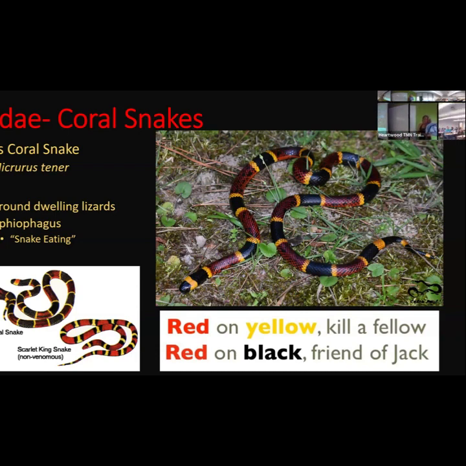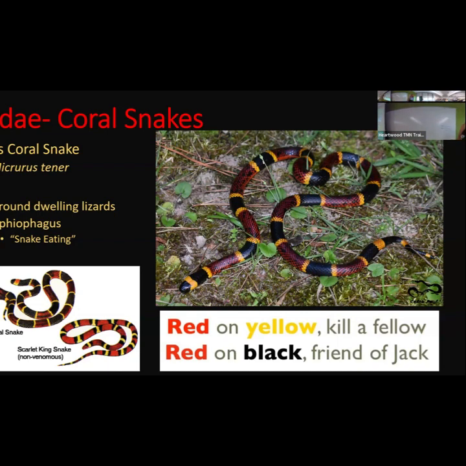They are ground dwelling. They're fossorial. We don't see them a lot. They like to be in very thick leaf litter, because they're hunting larvae of insects. They're hunting ground dwelling lizards and those type of things. They have fixed fangs, meaning that their fangs don't fold back like a rattlesnake's do to fit in their mouth. So their fangs are very small, very tiny and fixed.